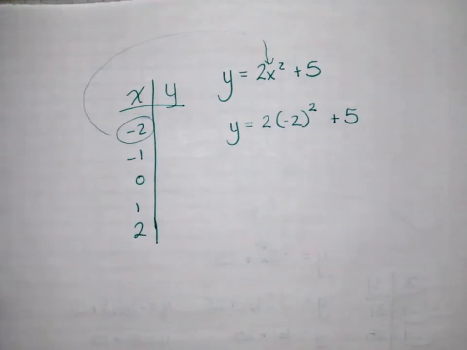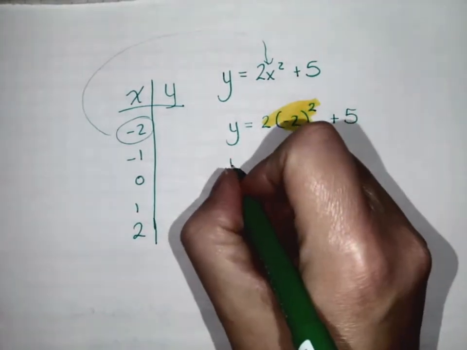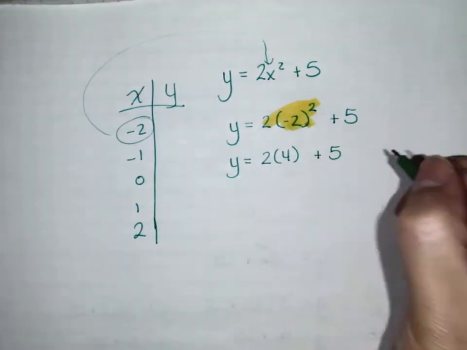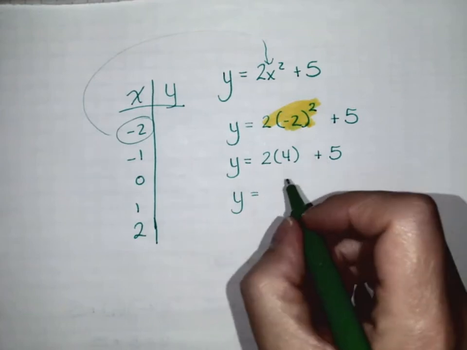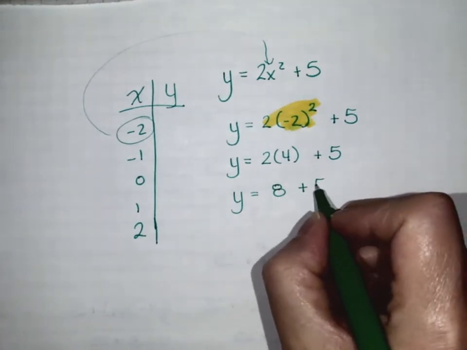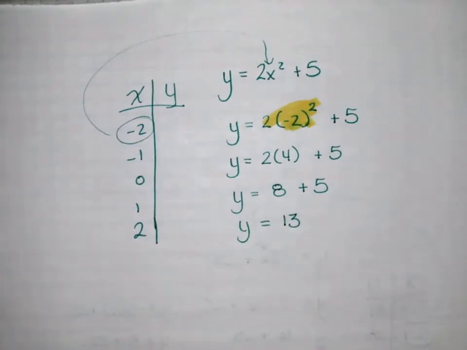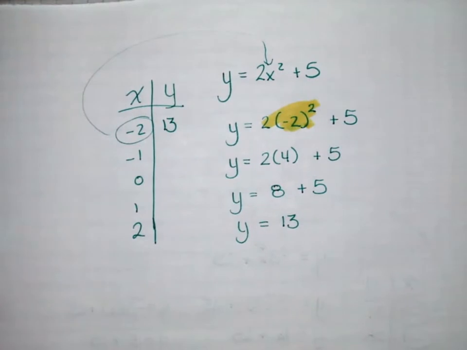So order of operations tells me, do I multiply or do I deal with my exponents first? Definitely my exponents first. So I'm going to deal with this -2 squared. So that happens first. The exponent happens first. So what's -2 times -2? Positive, hopefully 4. And 2 times 4 is 8. And 8 plus 5 is 13. So 13 goes in my table.